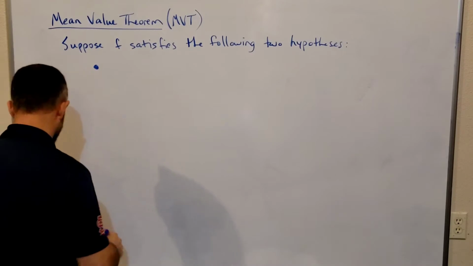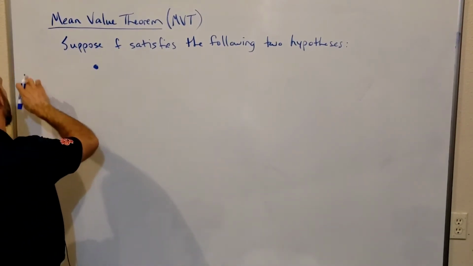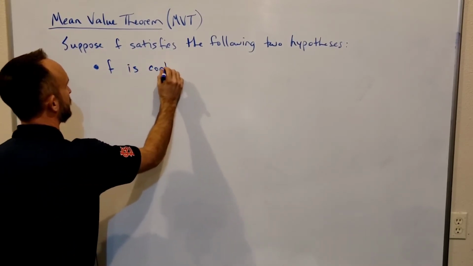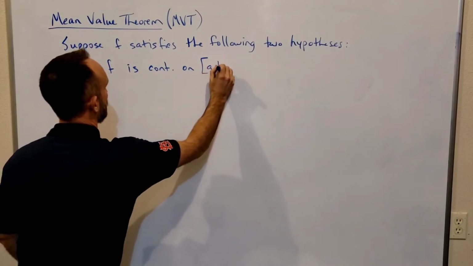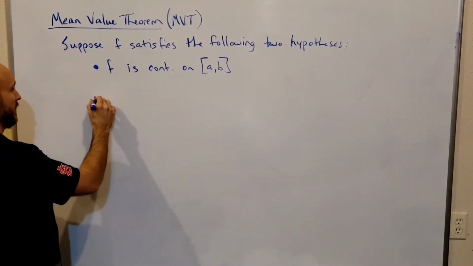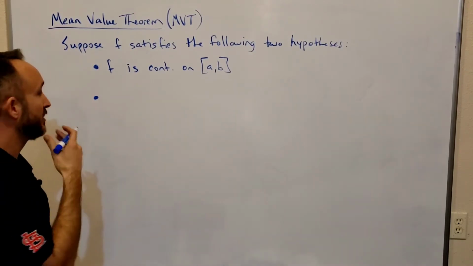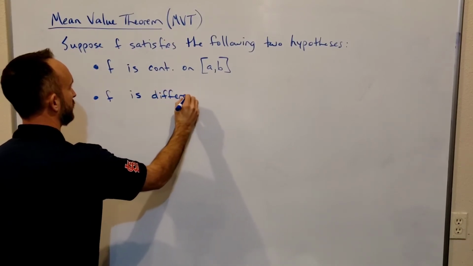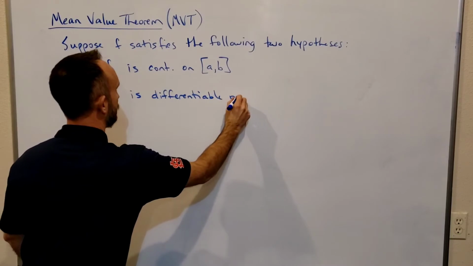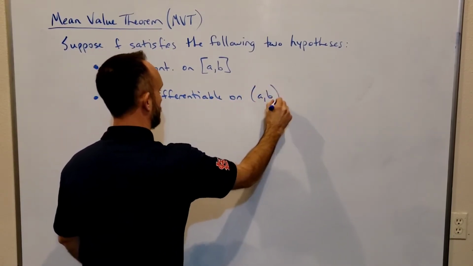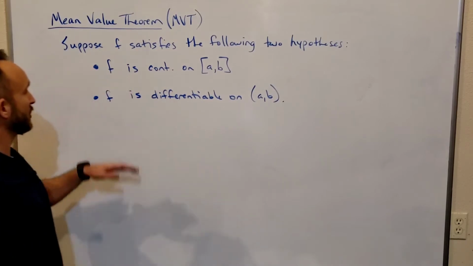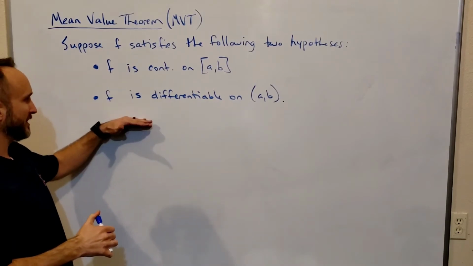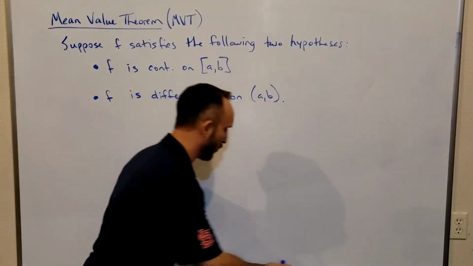The first one is the same as Rolle's theorem. See if you remember that hypothesis, the most basic hypothesis in calculus, that f is continuous on some closed interval from a to b. And the second hypothesis also matches Rolle's theorem, that f is differentiable on the open interval from a to b. Rolle's theorem has a third hypothesis that f of a equals f of b. We don't need that for the mean value theorem.